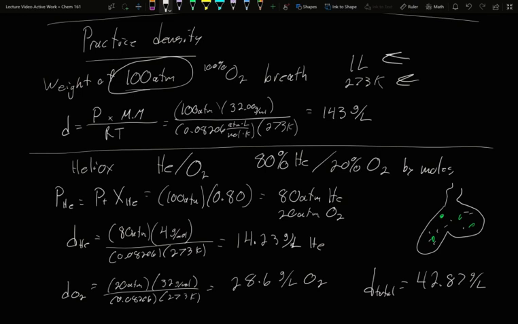Now, this 80-20 mix certainly still weighs far more than a normal breath on the surface, but it is significantly more reasonable than the 143 grams of pure oxygen. By cutting the mixture with helium, we have actually reduced the density, so your lungs don't have to work as hard to move the gas mixture.